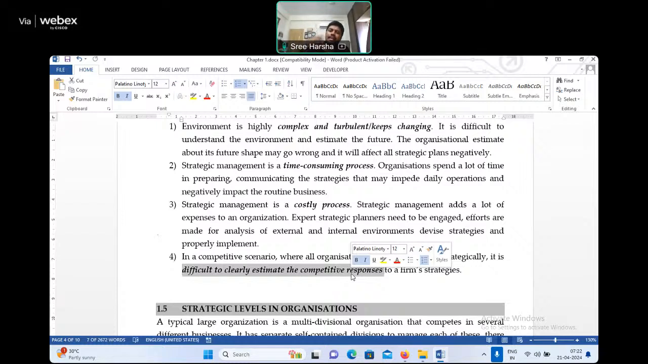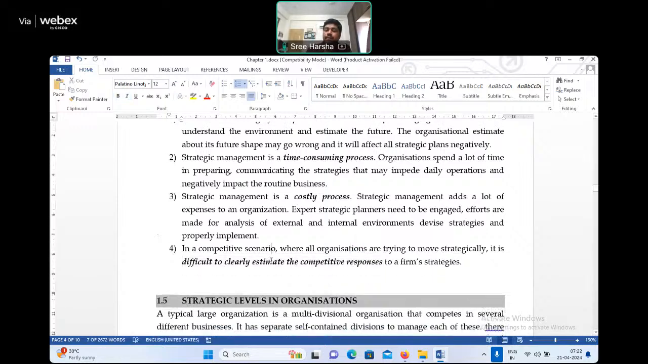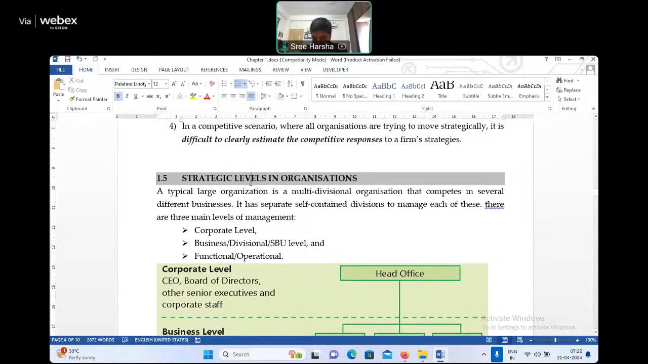We don't know how the competitor will respond, so we need to keep changing our strategies. Though we sit and plan, draft long-term plans, pages and pages together, unfortunately the environment might throw a different challenge altogether upon you, and the strategy which you formulated all these days might go for a toss. So that is one big important demerit of strategic management.